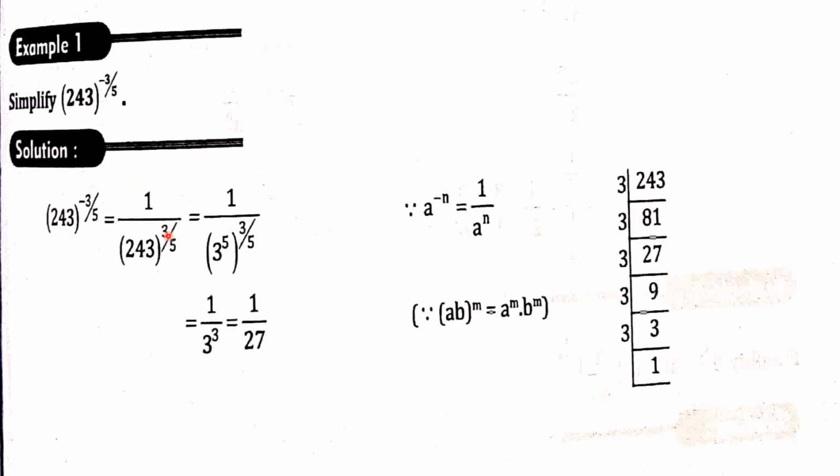So this 243 can be written as 3 to the power of 5. So 1 divided by 3 to the power of 5, to the power 3 by 5. So this 5 and this 5 will get cancelled. So 1 divided by 3 power 3. So 3 to the power 3 is 27. So the final answer will be 1 divided by 27.